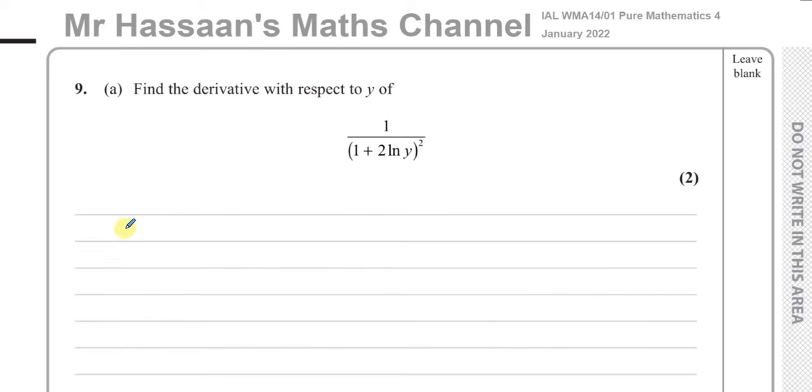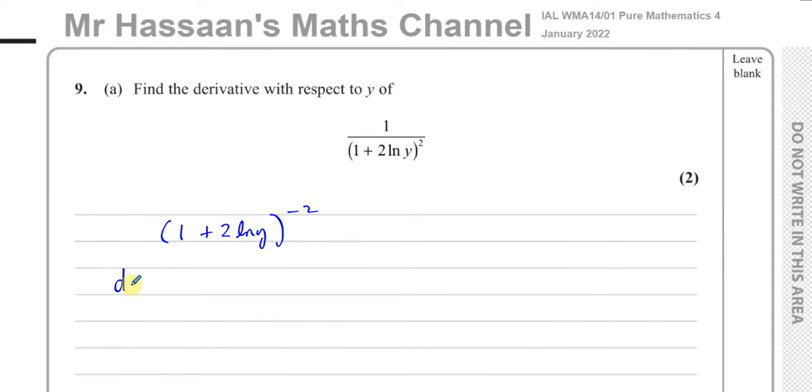This question A is asking us to find the derivative with respect to y of this function, 1 over (1 plus 2 times ln y) all squared. First of all, I'm going to rewrite this as (1 plus 2 times ln y) to the power of negative 2, writing it in index form so that you don't have it in the denominator.